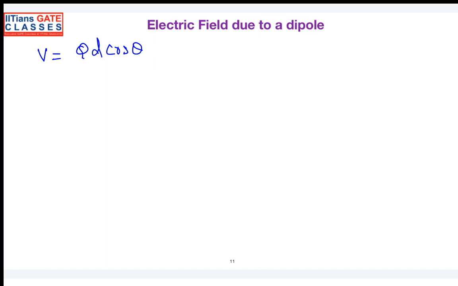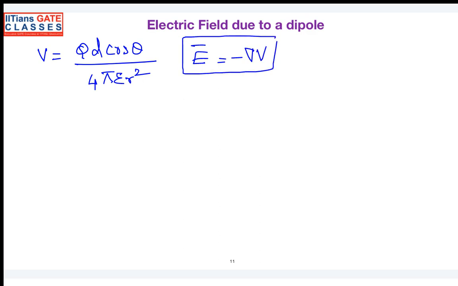So there is a potential, you know that formula, QD cos theta by 4 pi epsilon r square. So you try to find out the electric field intensity using the gradient. So E is equal to minus del V. So you know the potential equation in spherical. So find out the electric field intensity.